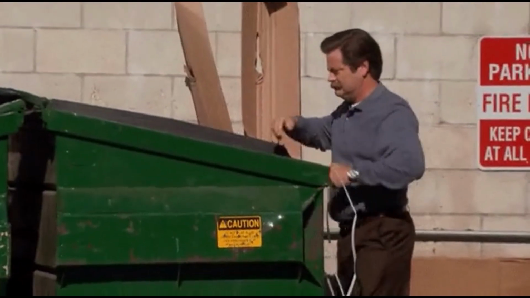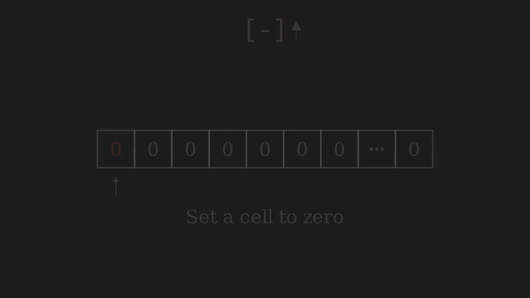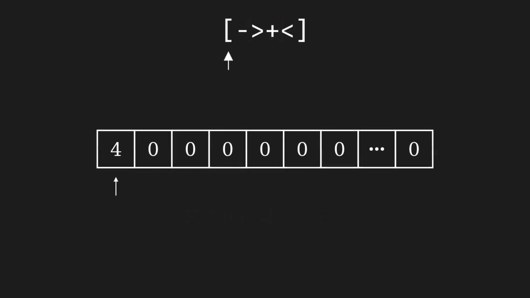Doing even the simplest things is a pain in the ass. For example, if you want to set a cell to 0, you can loop the minus instruction. This snippet moves a cell to the right.